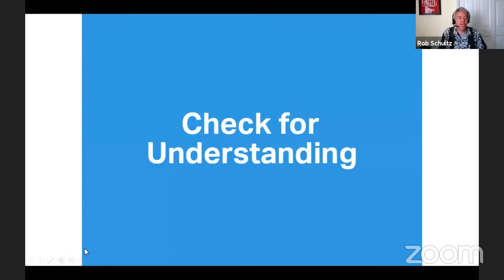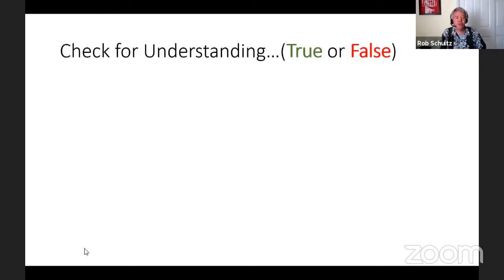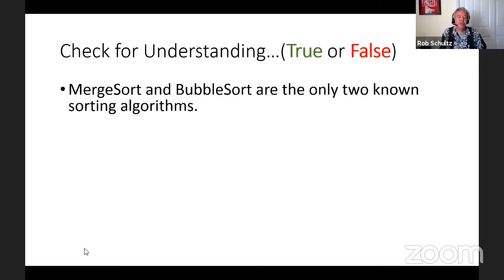Let's do a quick check for understanding. Normally this is where I would let you do some coding, but I know it's going to take a little while to digest what we just looked at and come up with merge sort code. So I thought I would do a little true or false check for understanding today. The first question: true or false, merge sort and bubble sort are the only 2 known sorting algorithms.